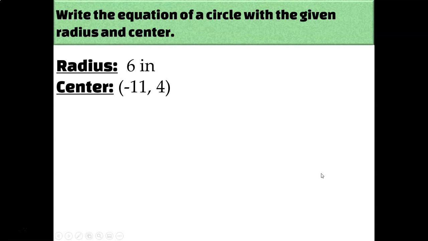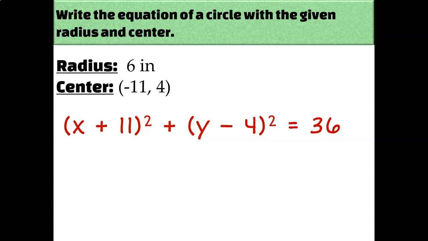So I want you to pause the video and see if you can write the equation of this circle on your own. Give it a try. What you should have written is (x plus 11) squared plus (y minus 4) squared equals 36.